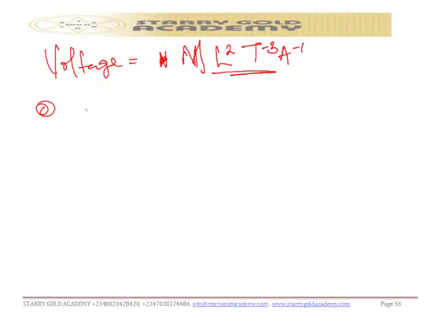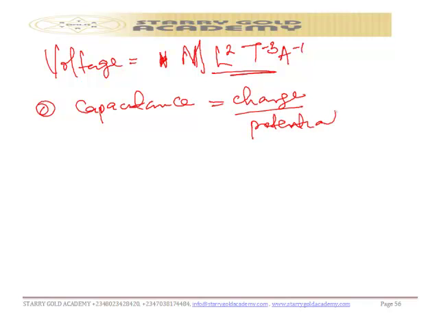Now for the third one, which is capacitance. Capacitance is given as charge all over potential. So our charge is the one we did in the first one, all over our voltage. The potential, which is the electrical potential, is limited as voltage, and is given as M L 2 T minus 3 and A minus 1.